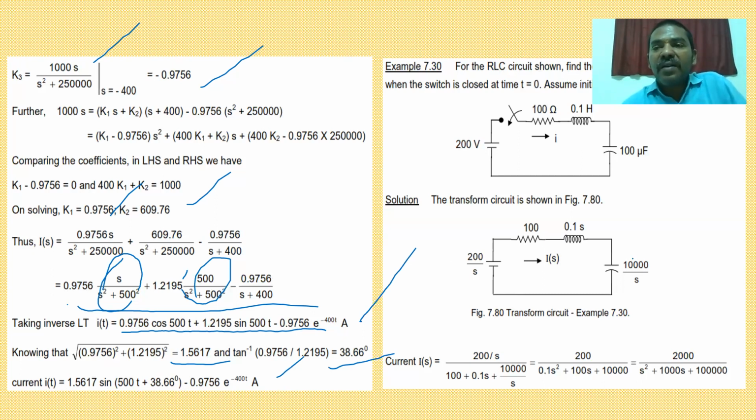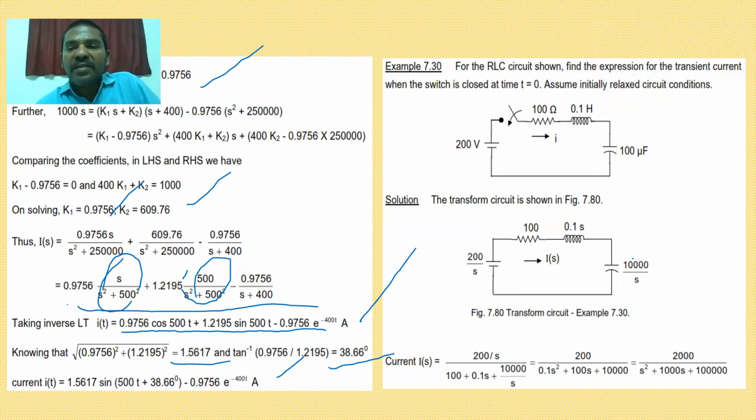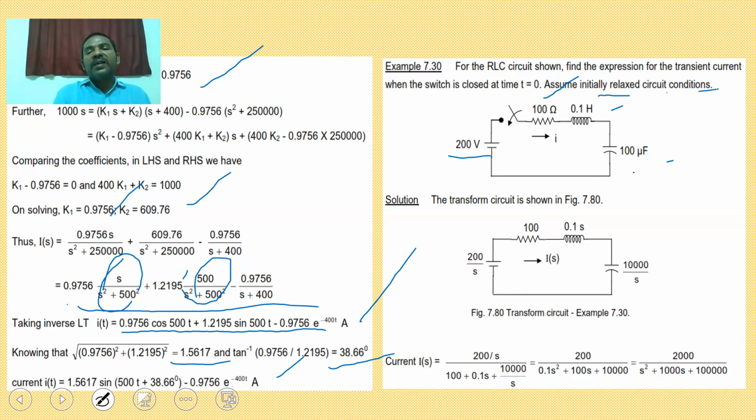Then coming to one more example. So an RLC circuit is there. So 200 volts is the applied voltage, 0.1 Henry is the inductance value, 100 ohms is the resistance value, and 100 microfarads is the capacitance value. So it is an RLC series circuit. So at t is equal to 0, the switch will be closed and the circuit is under relaxed condition, which means that the current flowing through the inductor is 0 and the voltage across the capacitor is 0.